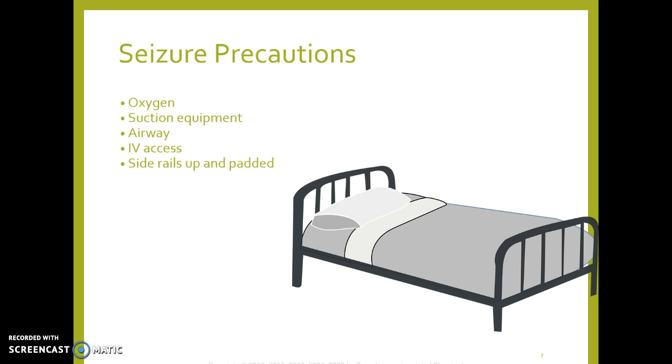That means making sure that we have oxygen ready to go, that our suction equipment is there and all set up, and that, if I'm going to need some kind of oral airway, I have that available. And hopefully, if the patient's in the hospital, they already have IV access. But again, follow the policy for whatever the seizure precautions are, like padded side rails and such.